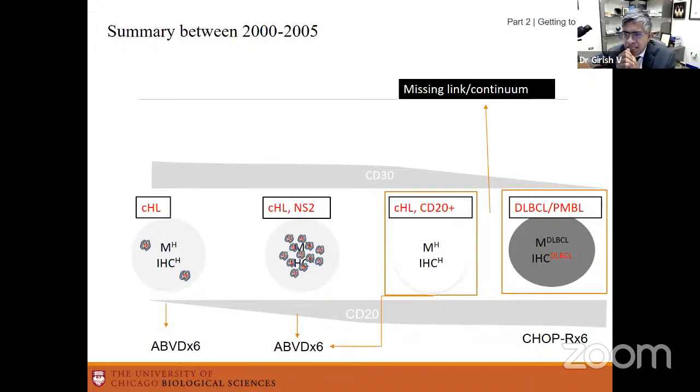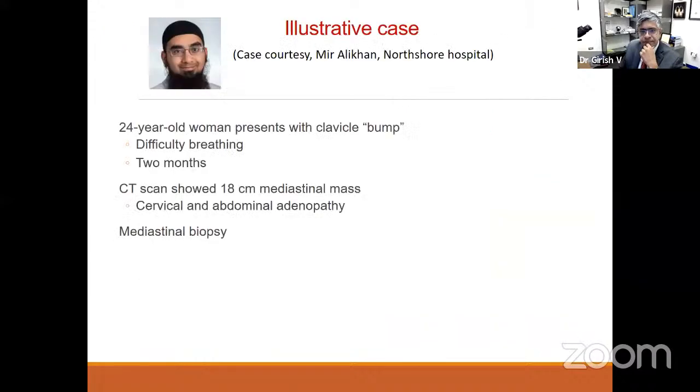So people realized that there was a continuum going there. And studies came out in the early 2000s yet again. So let's do a case and see something because we've not seen pictures for a long time. So this is one of my fellows who is in a nearby hospital. He sent this case to me.